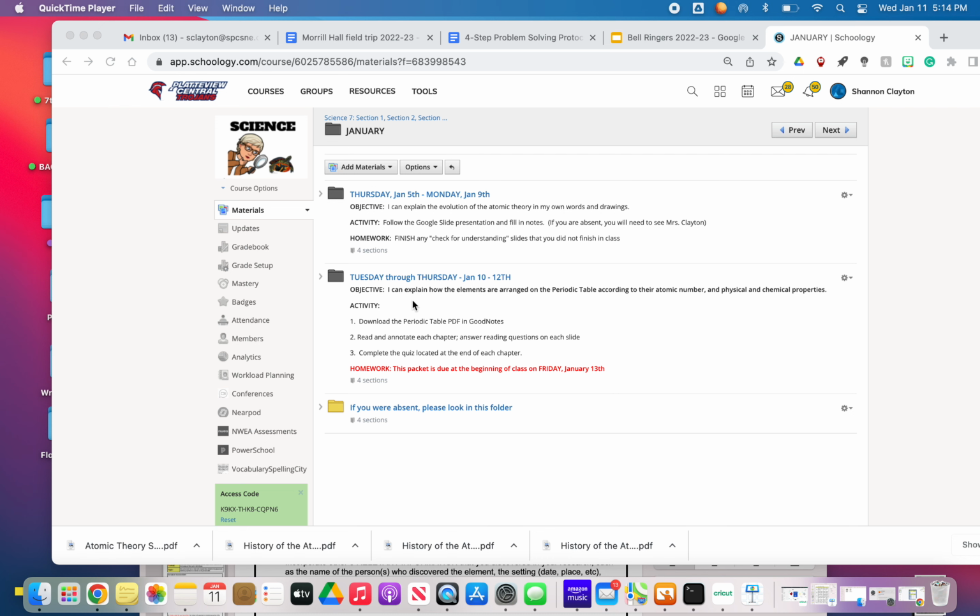So the objective is that I need you guys to be able to understand how the periodic table is arranged according to their atomic number and physical and chemical properties. We're learning about that because you guys are getting ready to start researching your element that you choose for your superhero or supervillain. Remember, you're going to personify one element from the periodic table of elements, and that will be either a hero or a villain. It's whatever you choose.